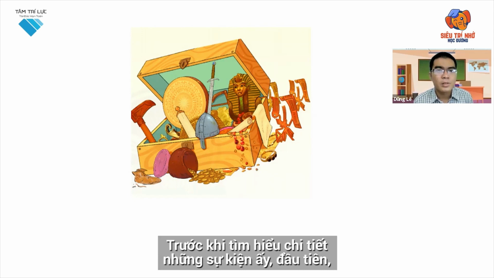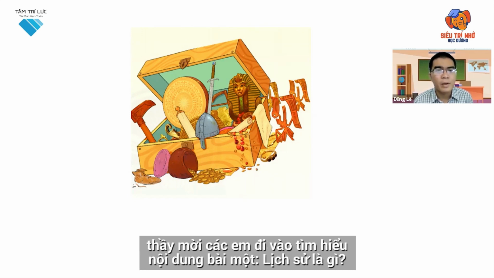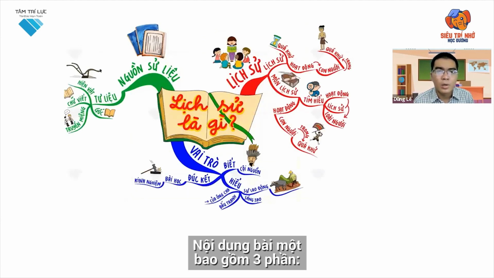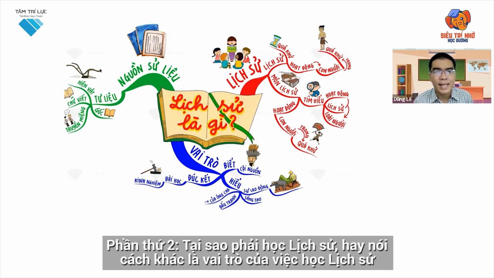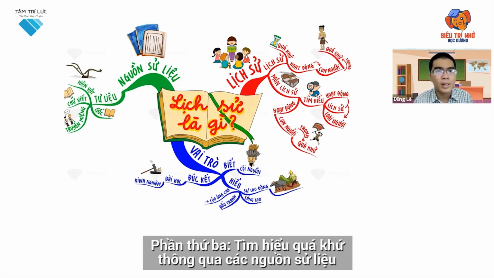Before going into the details of those events, first, let's learn the content of Lesson 1. What is history? Lesson 1 consists of 3 parts. Number 1, history and the history subject. Number 2, why do we have to study history? Or in other words, the role of learning history. Number 3, learning more about the past through historical sources.